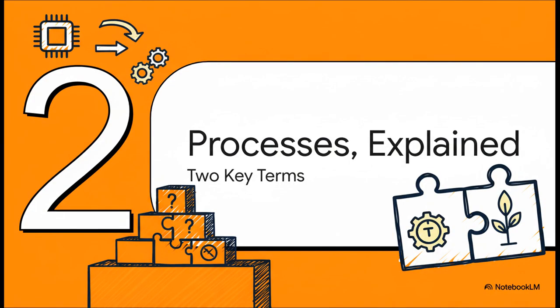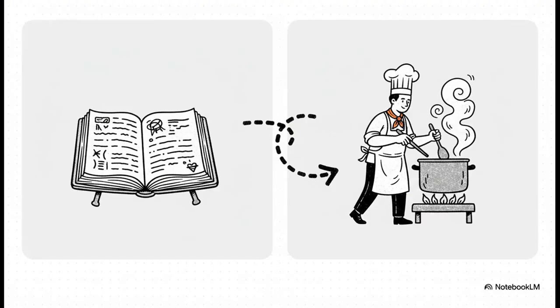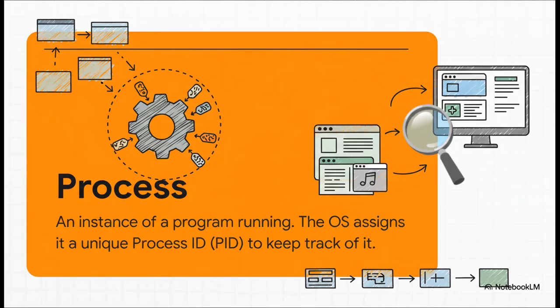To solve this little puzzle, we've got to build a solid foundation first. So let's get two key terms straight in our heads. First off, we need to separate two ideas that sound similar but are totally different. On one hand, you have the program. Think of that like a recipe in a cookbook. It's just a set of instructions sitting there on the disk. Then you have the process. That's the chef actually using the recipe. It's a living, breathing, running instance of your program with its own memory and its own state. So a process is really just a program in action.